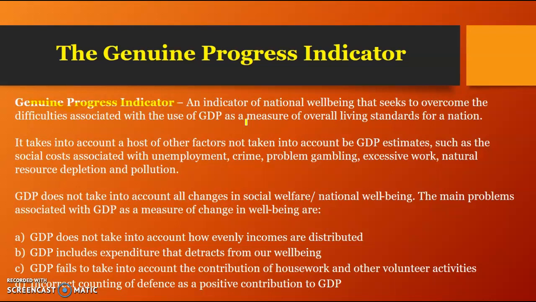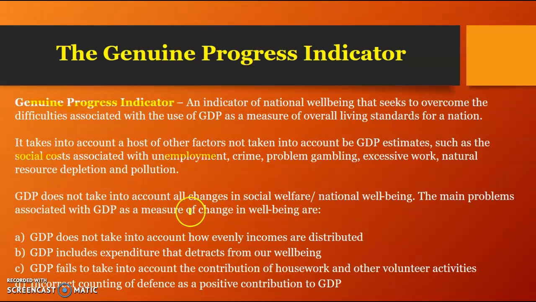Basically, it says that GDP is an inaccurate measure of our living standards, and it tries to take into account a range of other factors, including the social costs associated with unemployment, crime, problem gambling, excessive work, as well as resource depletion, to try and provide a more accurate measure of our overall living standards.